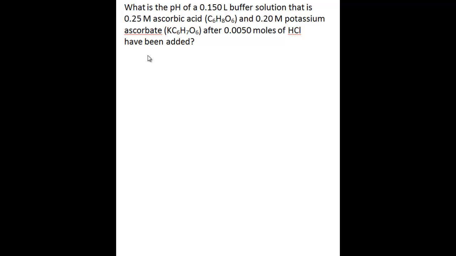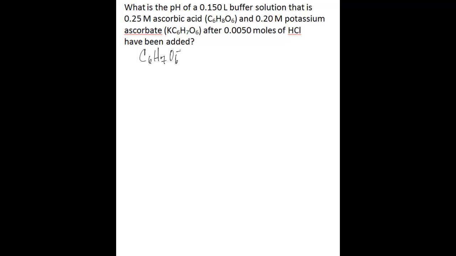So hydrochloric acid is a strong acid, and when a strong acid is added to a weak acid solution, ascorbic acid being the weak acid in this case, a neutralization reaction occurs. In this case, the conjugate base of the weak acid, which is the ascorbate anion, C6H7O6, is neutralized by the hydronium ion that comes from the addition of hydrochloric acid.